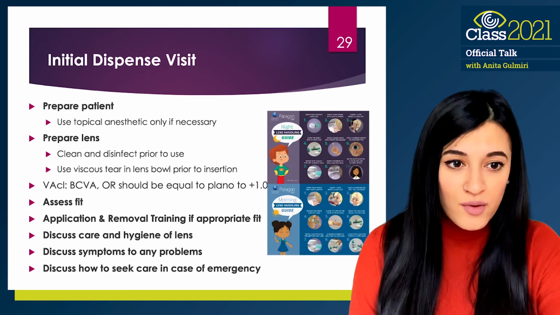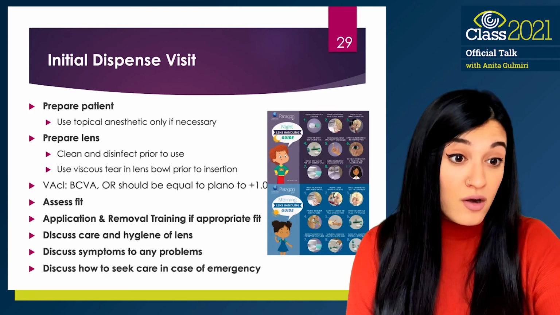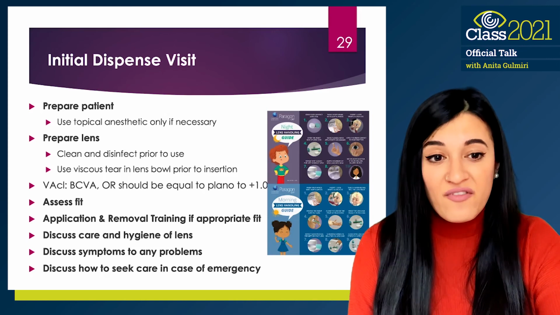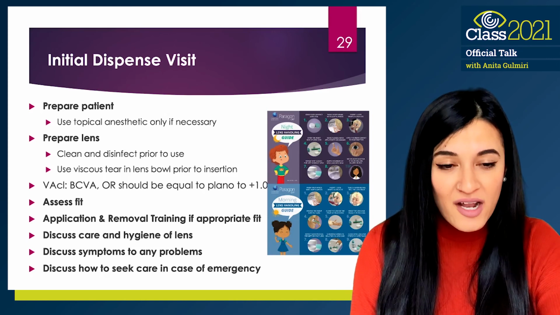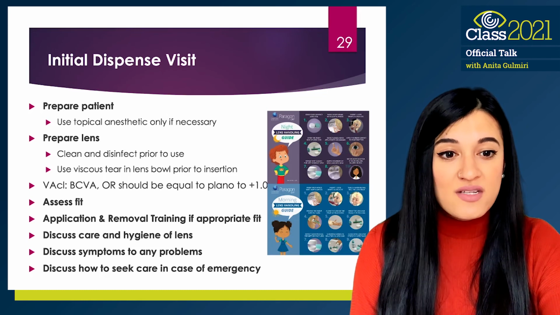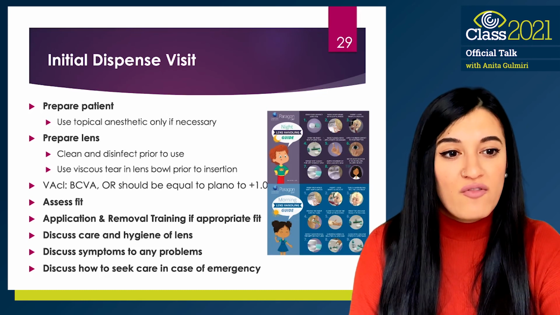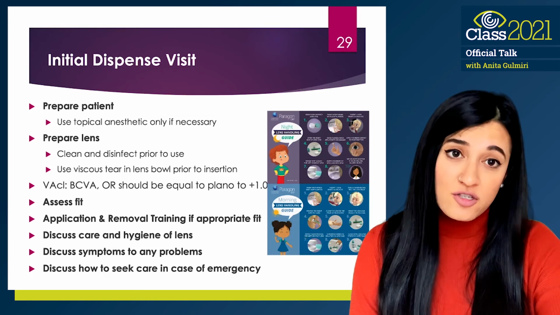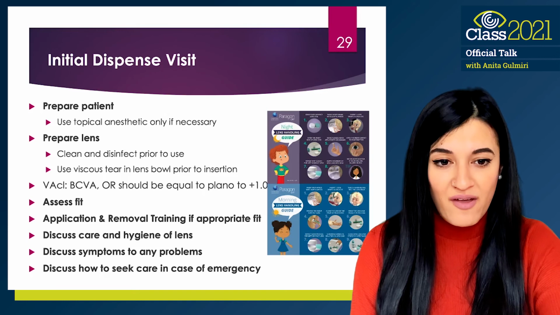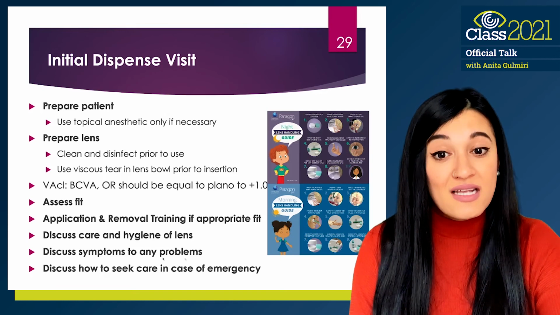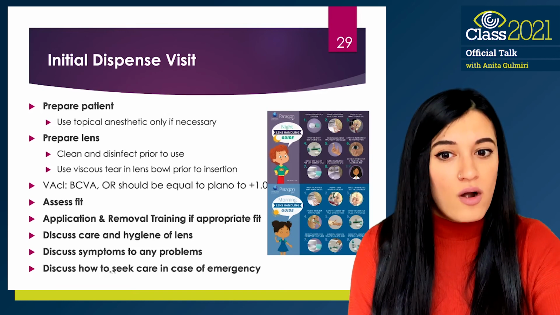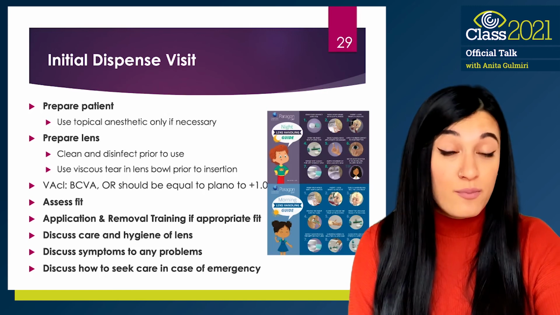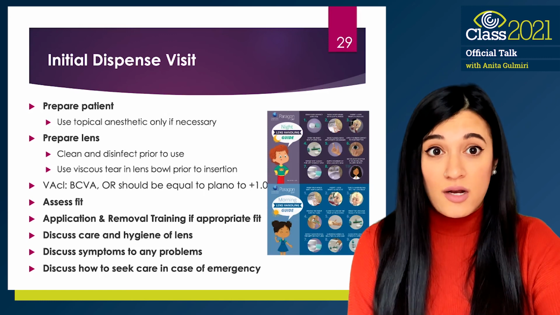We then check VA with the lens. We ensure that we are at our target vision. Our over-refraction should be plano to +1. We assess the fit. We conduct the application and removal training that same dispense visit. And then we discuss the care and hygiene in detail. We also provide very well written instructions from the manufacturer. We actually have our own as well, so we sometimes provide both. And then we also discuss any symptoms or any problems to look out for, and how to seek care if these symptoms do present when the clinic is closed or in a case of an emergency.